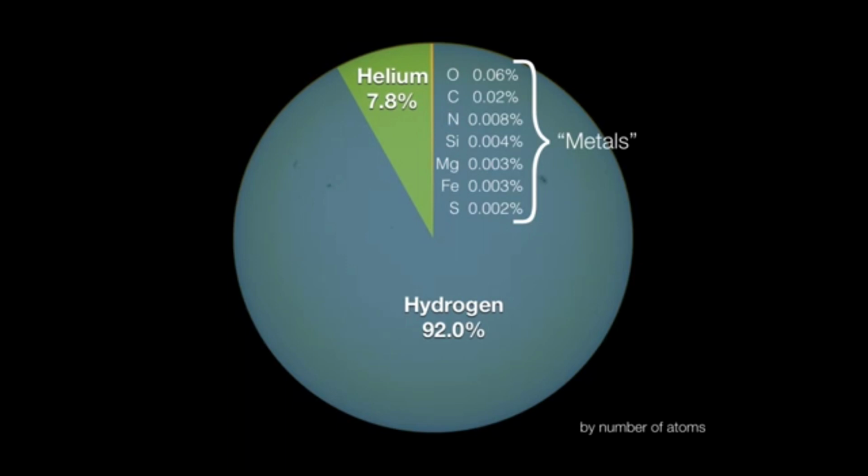Now, all of these metals combined add up to about 0.2% of the total number of atoms in the sun. That's not a lot, yet even this trace amount of metals makes our sun a metal-rich star.